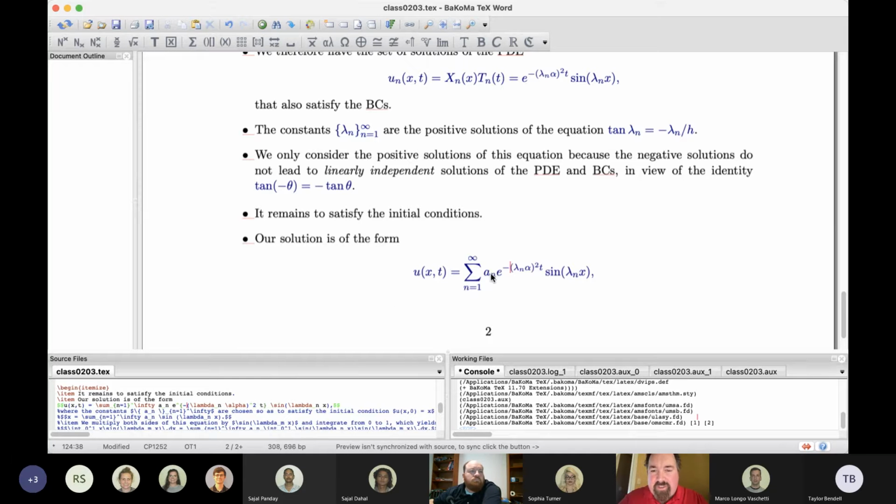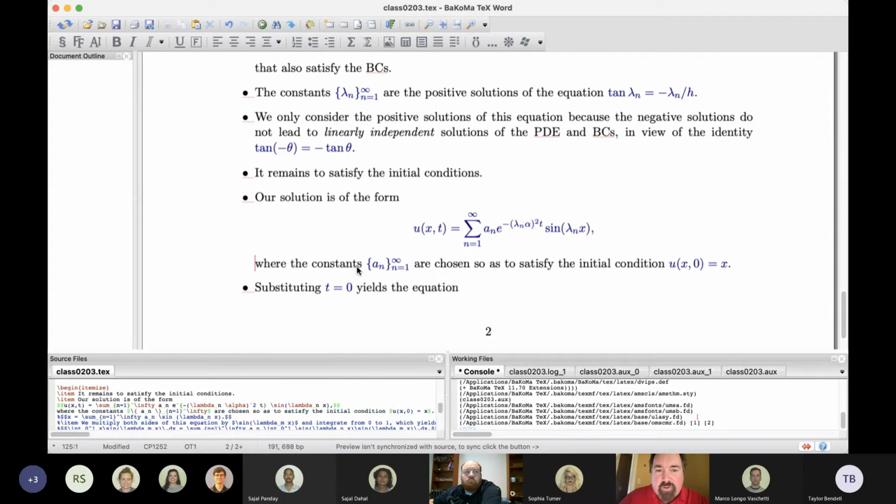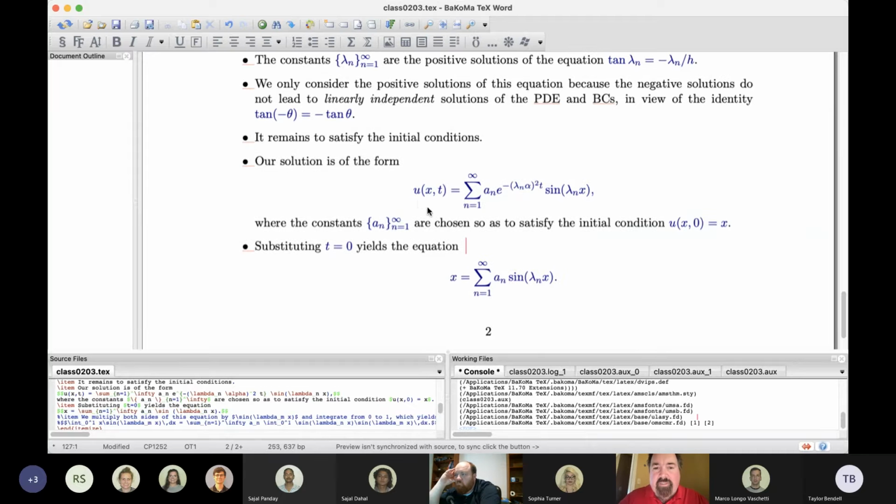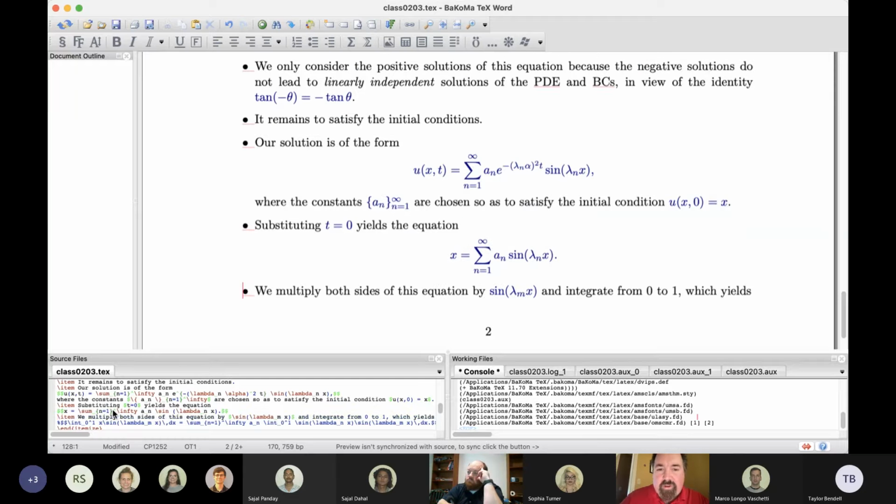So we just have to find these coefficients a sub n based on the initial data. Okay. So I go ahead and substitute t equals 0. Now the initial data, the initial condition u of x, 0, is set equal to x. That's what I stated at the beginning. And now we have this. So we need to find a_n. This is basically a Fourier sine series in a sense that is going to be equal to x. Okay. All right. So how are we going to do that?